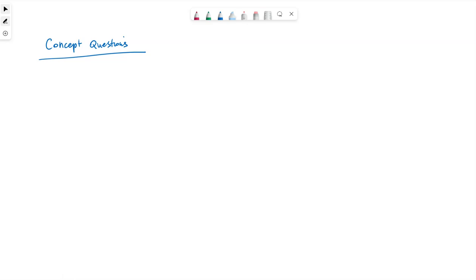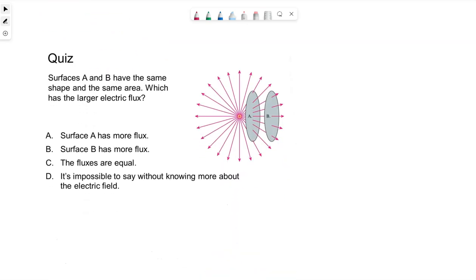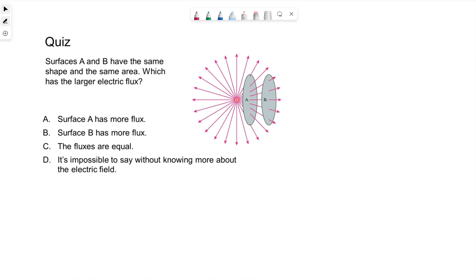We're going to go through a couple of conceptual questions. These conceptual questions are going to be along the concepts of electric flux. So our first question here, what do you think this answer would be?